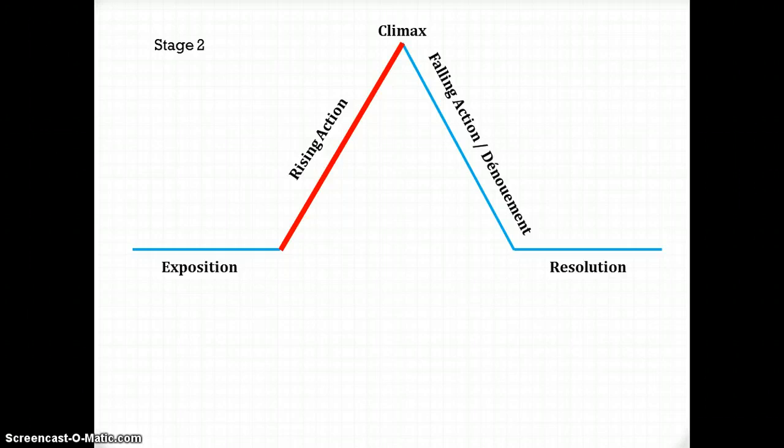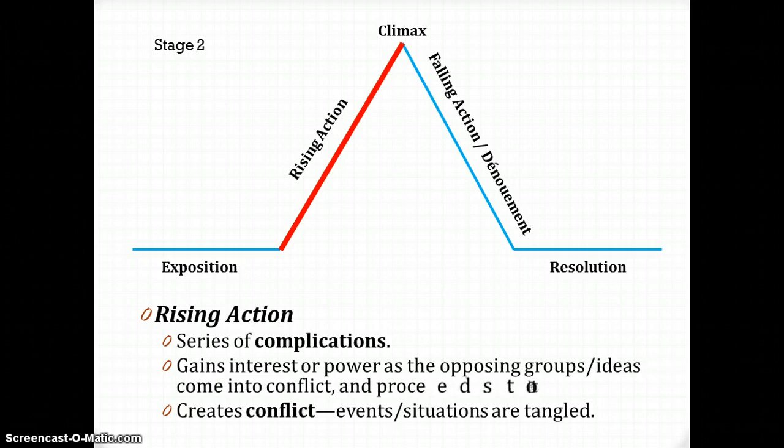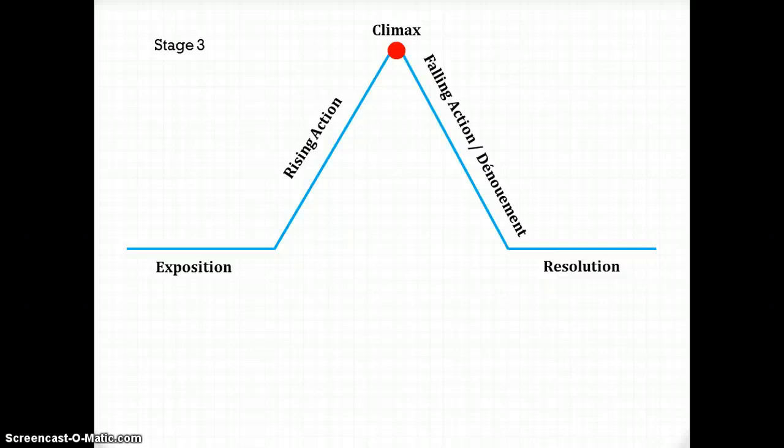Next is the rising action. And really, the rising action is a series of complications. So we're introduced to the world, and then things start to get a little bit complicated. So it helps the reader gain some interest. It puts groups in conflict with one another. Things start to get a little messy in the rising action. And that's going to create conflict and lead to the next part of the plot, which is climax.